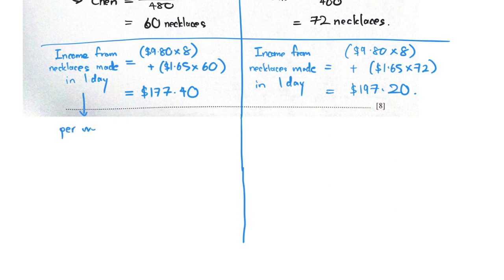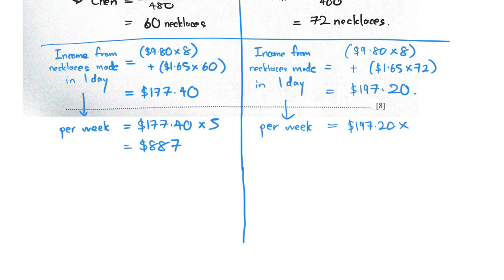Per week, what does Chen make? 177.40 times 5. 5 working days a week, an assumption made, to get $887 a week. Whereas for Zhu, it would be 197.20, the daily rate, times 5 working days a week to get $986.